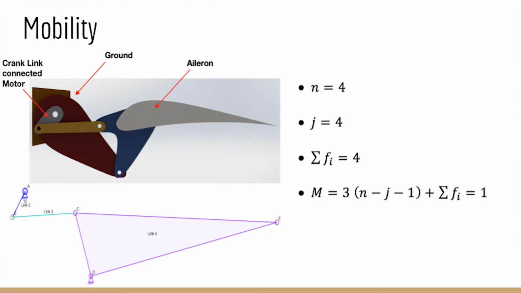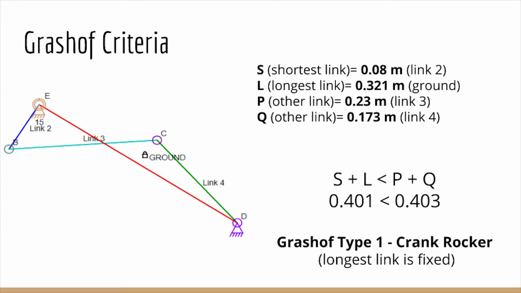To determine the mobility of our mechanism, we use the mobility equation, taking into account the number of links, or N, the number of joints, or J, and the overall sum of the joints and their degrees of freedom. There are only 4 links, with 1 being the ground. There are also 4 joints, and since each joint of this mechanism has only 1 degree of freedom, the summation of degrees of freedom for each joint is 4 as well. Overall, using the mobility equation, our mechanism has a mobility of 1, meaning that it would only need 1 motor to operate.